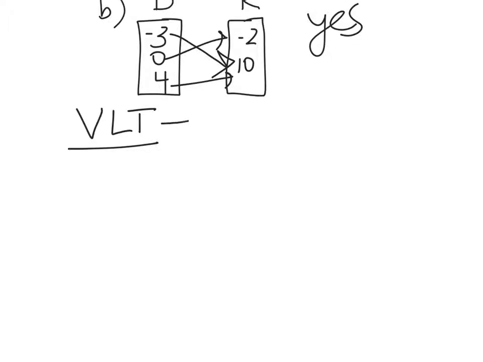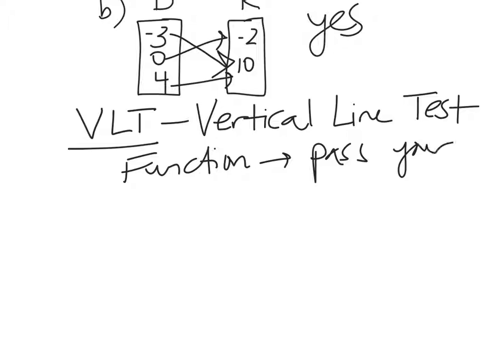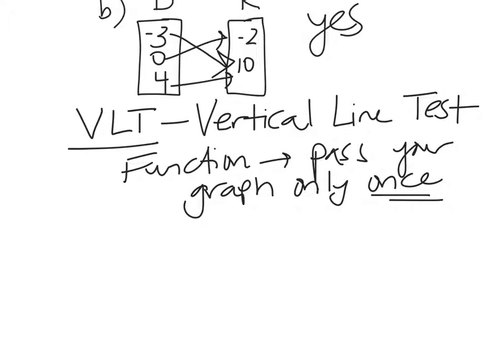Okay. All right, the VLT, this is called the vertical line test. You've learned this before. To tell if something's a function, you basically imagine vertical lines going through your graph. And the vertical line test says that in order to be a function, any vertical line can pass through your graph only one time. Only once.